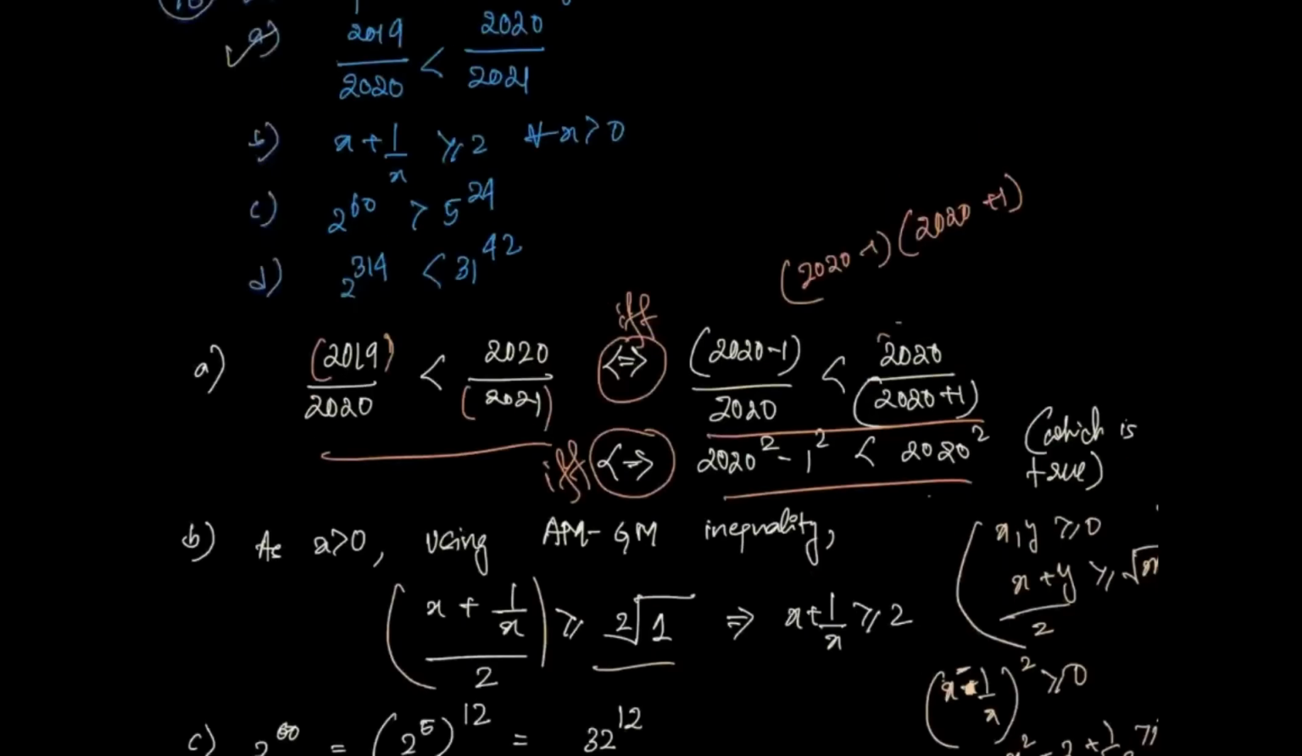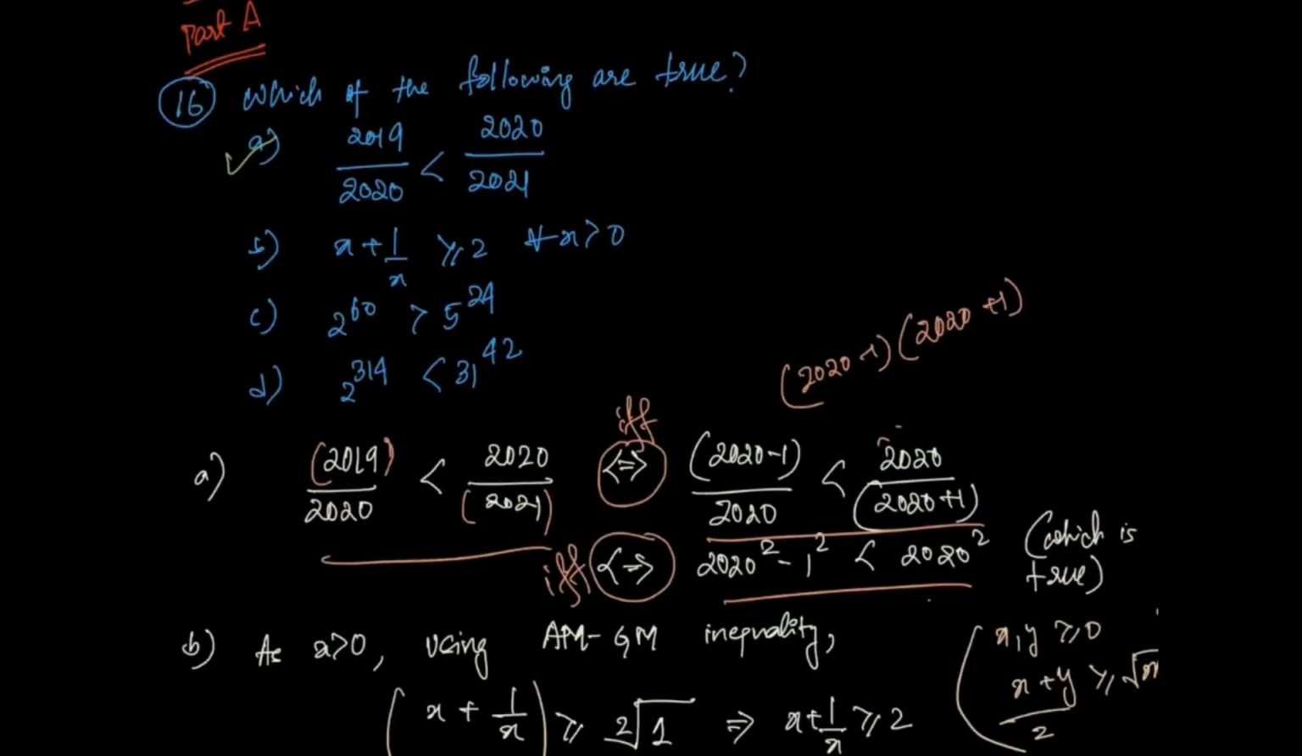We're asked to show that 2 to the power 60 is greater than 5 to the power 24. Okay. So there are actually two ways to proceed with such questions. First one is to try taking logarithms, bringing it down to the level of functions, and using whether the function is increasing or decreasing to prove it.